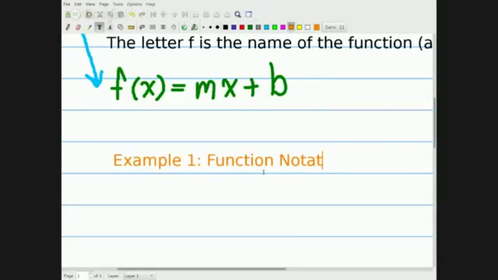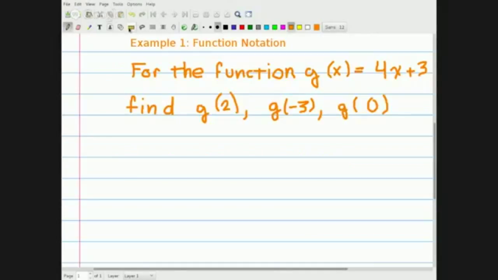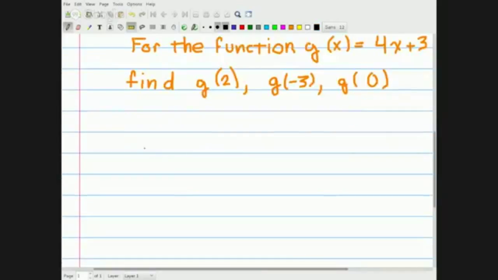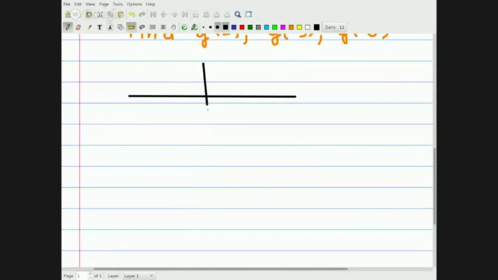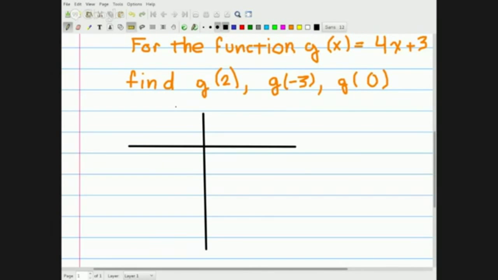So in this first example, we have the function g of x, which equals 4x plus 3, and we're asked to find what g of 2 is, g of negative 3, and g of 0. So what we're going to do, we're going to build a chart. On the left, we're going to put g of x, and on the right, we're going to put 4x plus 3.